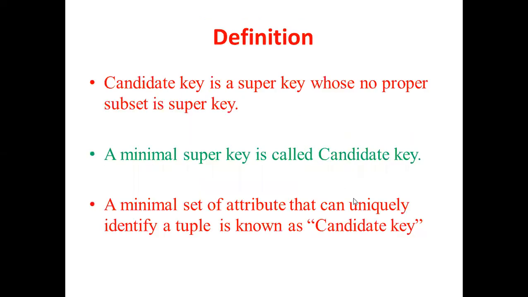Now, let's see the definition of the candidate key. The first definition says that a candidate key is a super key whose no proper subset is a super key. It means that the candidate key is firstly chosen from the super keys. Another condition to become a candidate key is that its subset should not be a super key. A minimal super key is called a candidate key. A minimal set of attributes that can uniquely identify a tuple is known as the candidate key. We will see the meaning of all these definitions with an example.